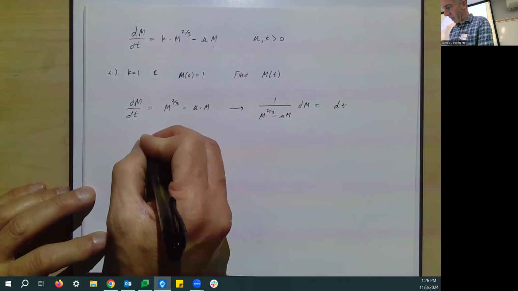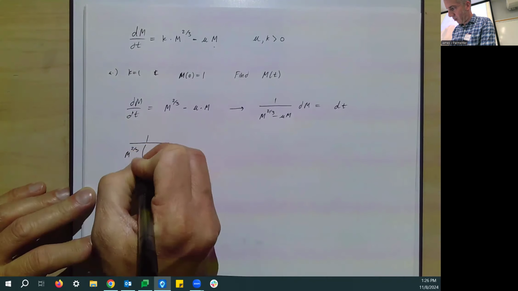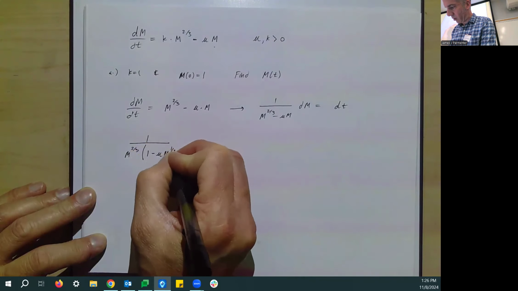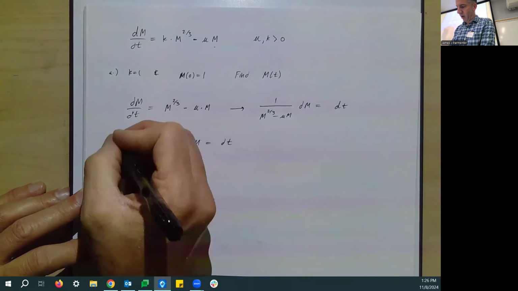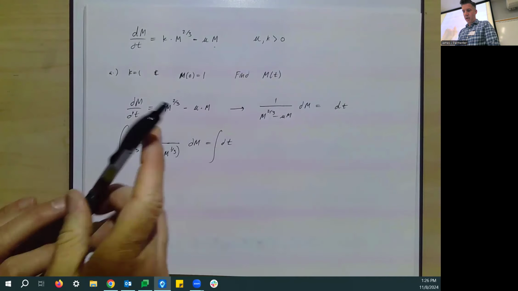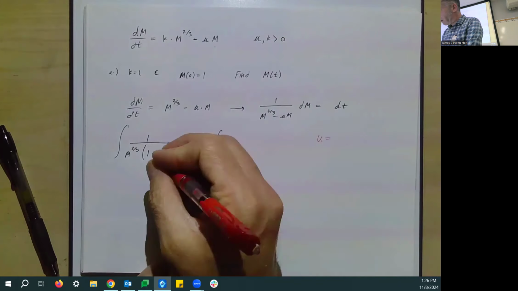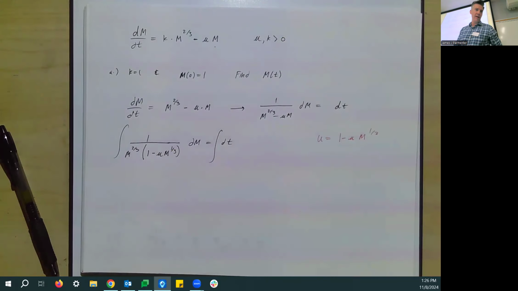So I think if we factor out an m to the 2/3 from the bottom, we'll be left with a 1 minus mu times m to the 1/3. Yeah, this will work out. Okay. Tricky. Super tricky. We're going to integrate both sides. On this side here, we're going to do a u-sub, and we're going to let u equal 1 minus mu times m to the 1/3.